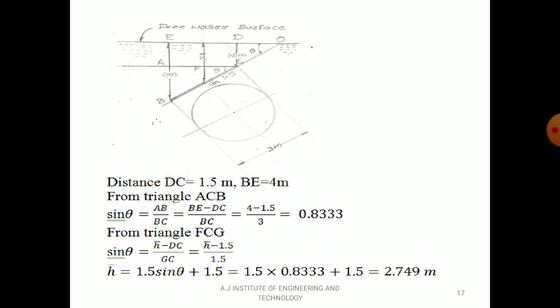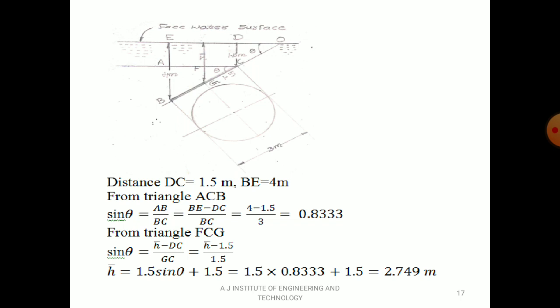Next, apply for another triangle FCG. So you can see the angle FCG equal to theta. So again apply sin theta. Sin theta equal to FG divided by the hypotenuse, that is GC. Now GC is 50% of the diameter, 50% of 3 meter, that is equal to 1.5.